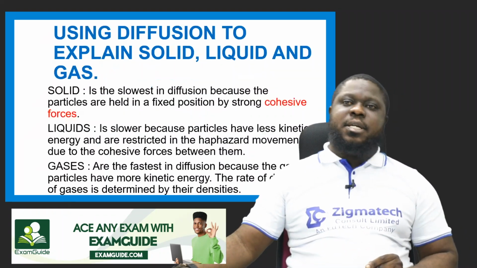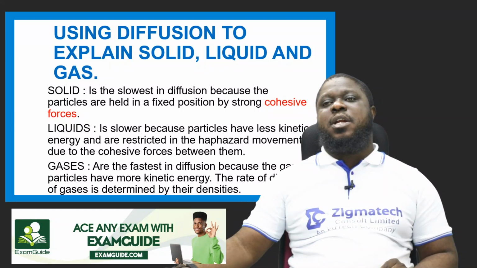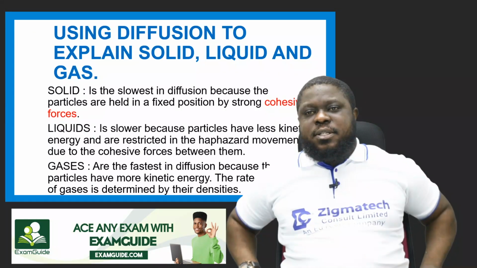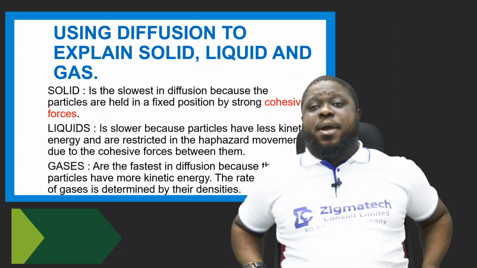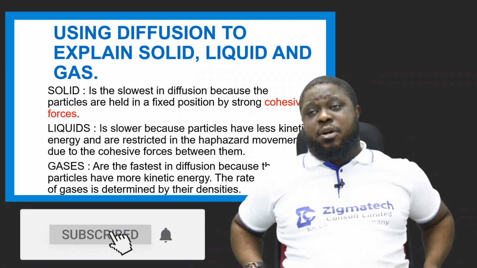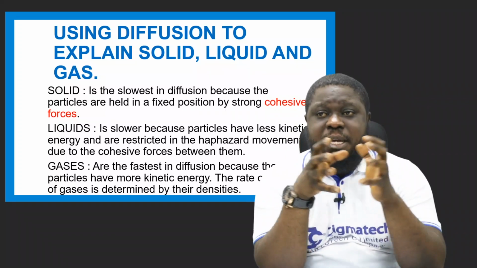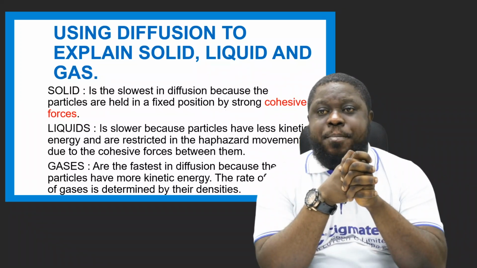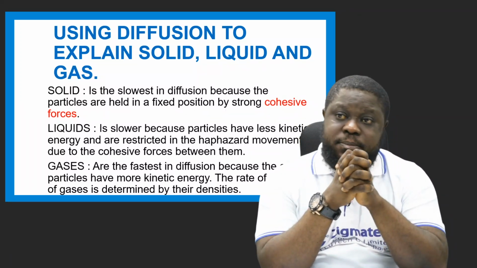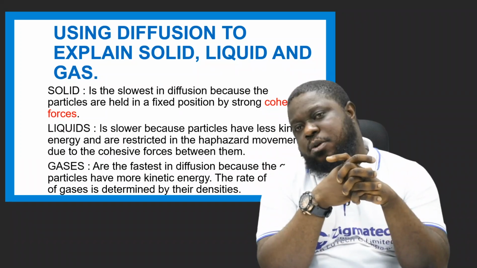Now the next one is using diffusion to explain solid, liquid, and gas. Solid is the slowest in diffusion because the particles are held in fixed position by strong cohesive forces. Cohesive forces are forces that exist between molecules of the same atom, between atoms of the same molecule.